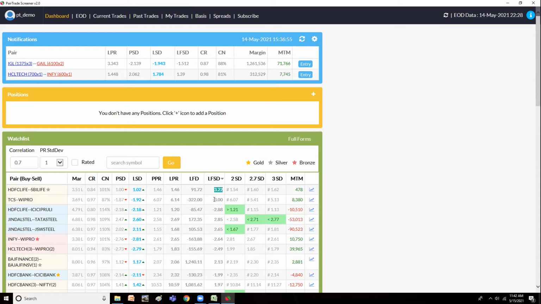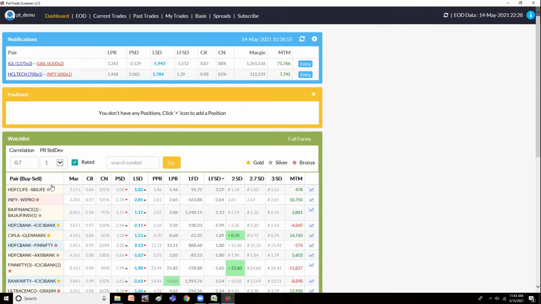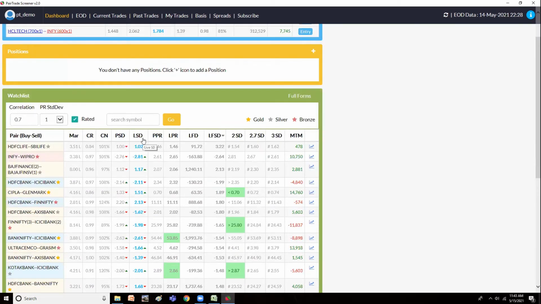Similarly, TCS and Wipro fair value at 3 SD. If both are at about 3, then both are giving a similar kind of signal. So there is an option to see only the rated ones. I just click on this rated, so only the rated ones are displayed. I will switch back to the sorting on live SD.